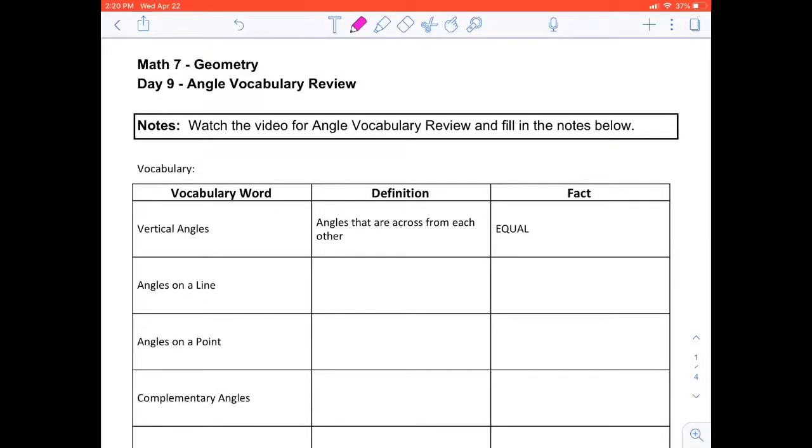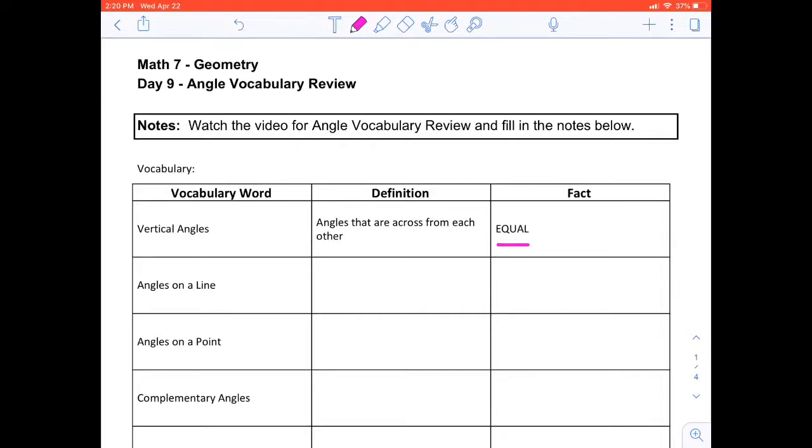All right, we're going to be talking about some angle vocabulary. We are going to be putting all the words in one spot for you to look at, talking about what the definitions are and what they mean. So the first one we have is vertical angles. These are angles that are across from each other. They are equal to each other.